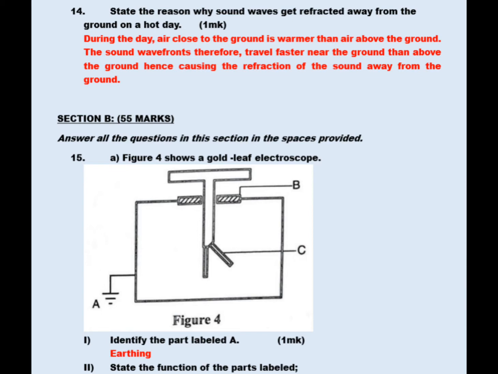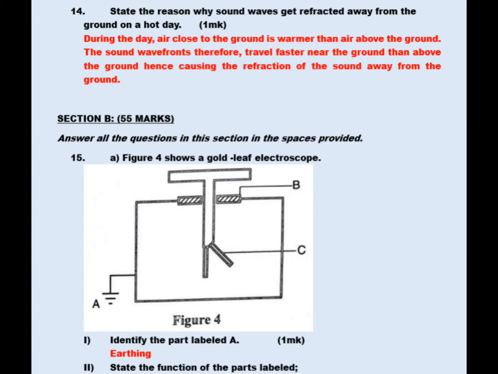away from the ground. In other words, because air close to the ground is warmer than above, sound near the ground moves faster than above. Therefore, the sound will be reflected up. In other words, it disappears into the sky. So that is section A.